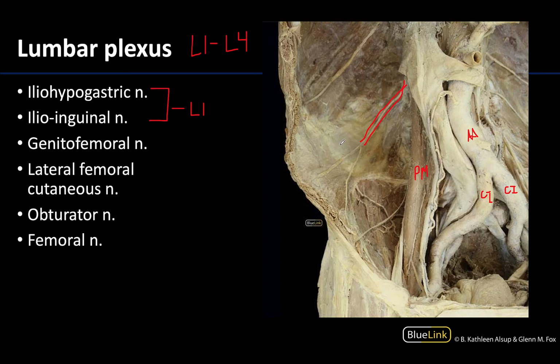The iliohypogastric is going to be the more superior one. So iliohypogastric is going to be this one, whereas the ilioinguinal nerve is the more inferior one, and it's heading towards that inguinal canal region.